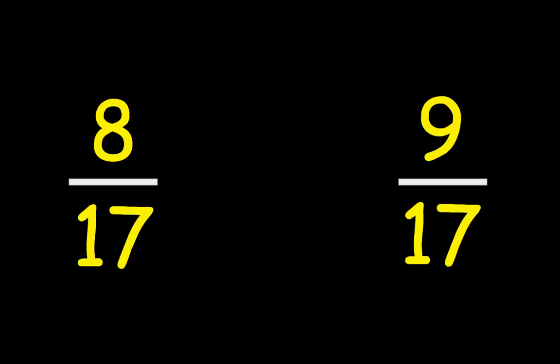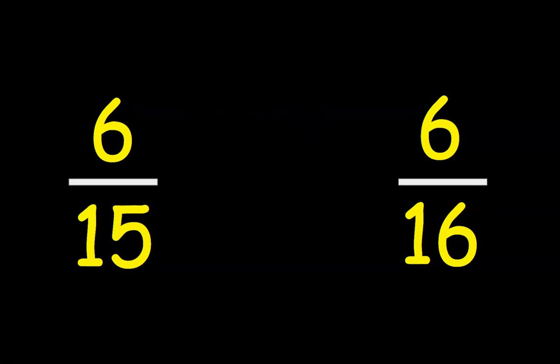Which fraction is bigger, 8/17ths or 9/17ths? Pause and continue when you're ready. Well, the slices on this pizza and the slices on this pizza are the same size. Both pizzas were cut into 17 equal pieces. Those pieces are called 17ths. I ate 8 of them there and 9 of them there. Since they are the same size, this is bigger. Only a little bit bigger, but it's bigger.